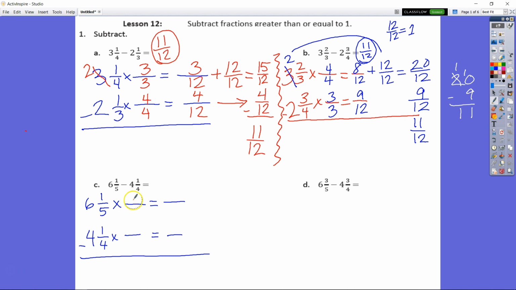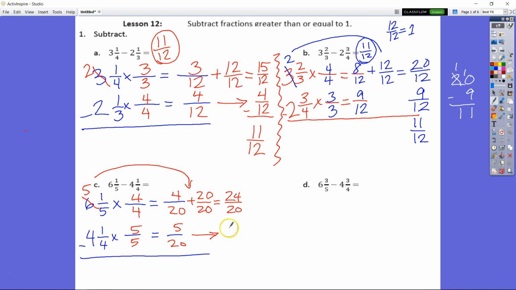I know that I have, this is going to be fourths. I need to multiply my fifths by 4 to get my common denominator 20. I need to multiply my fourths times fifths to get my common denominator of 20. 4 times 1, 5 times 1. 4 minus 5 I cannot do, so I'm going to have to regroup 1. That 1 is going to come over as 20 20ths, so now I have 24 20ths minus 5 20ths. Go ahead and do the math.